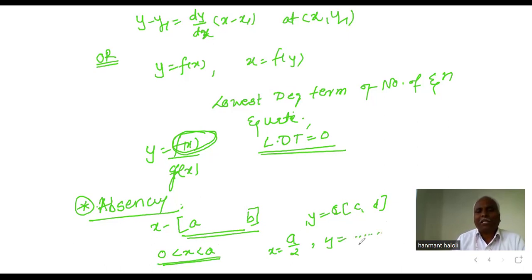If y is a real number, then we say the curve is existing here. If y is imaginary, then no curve is existing. The curve is absent here. Got it?